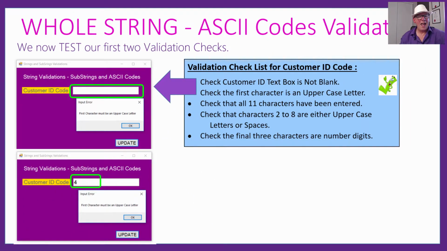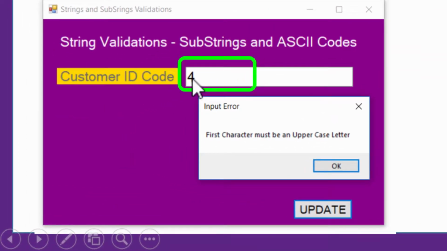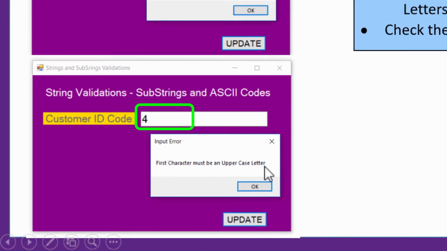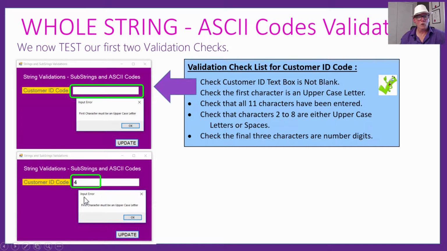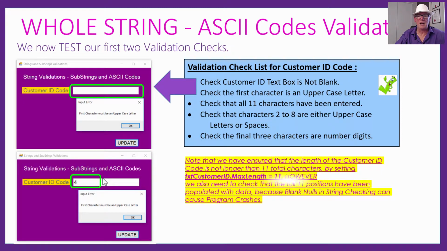on your program. And if you put something silly in, like the number 4, because we need letters here to start off the customer ID, not numbers, if you put the number 4 there, it's going to tell you the first character must be an uppercase letter, okay? So that's all good, and that should be okay, so check that out.